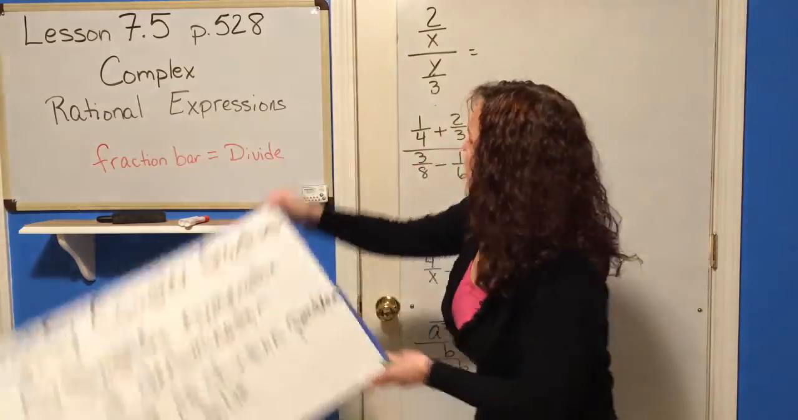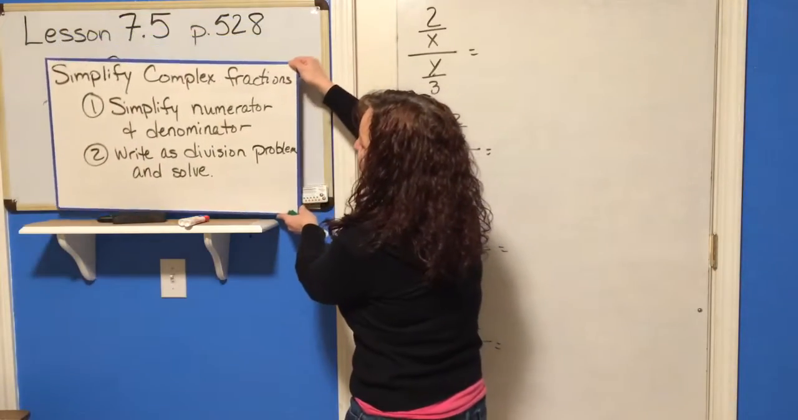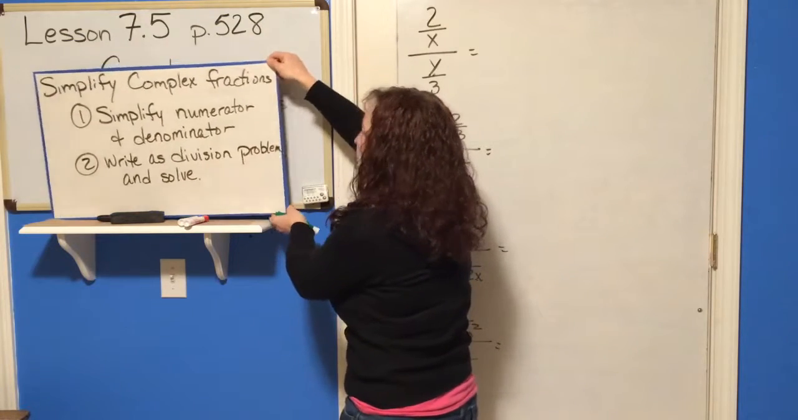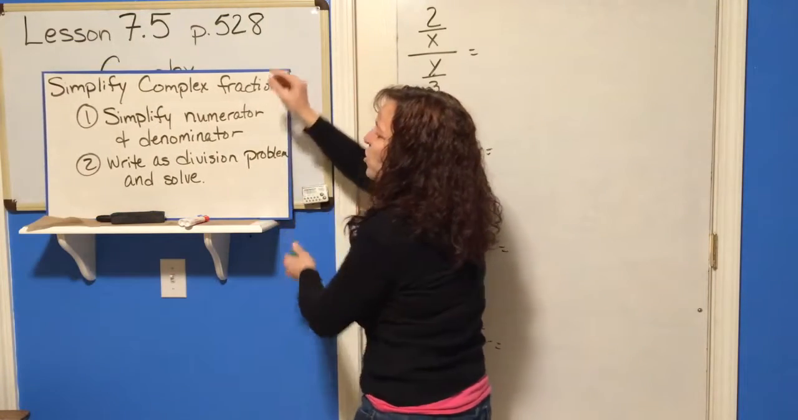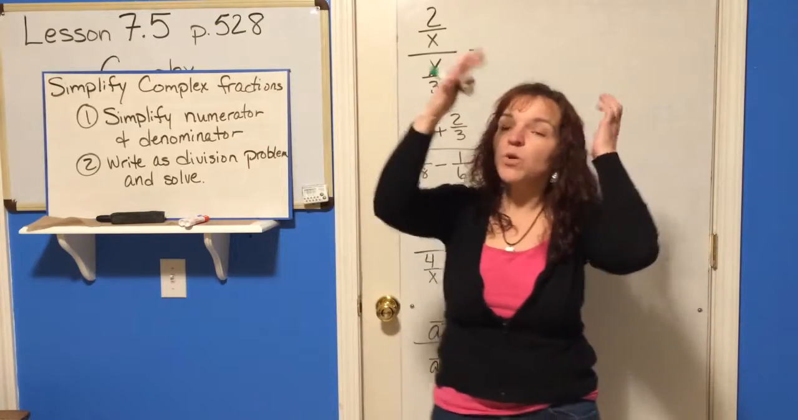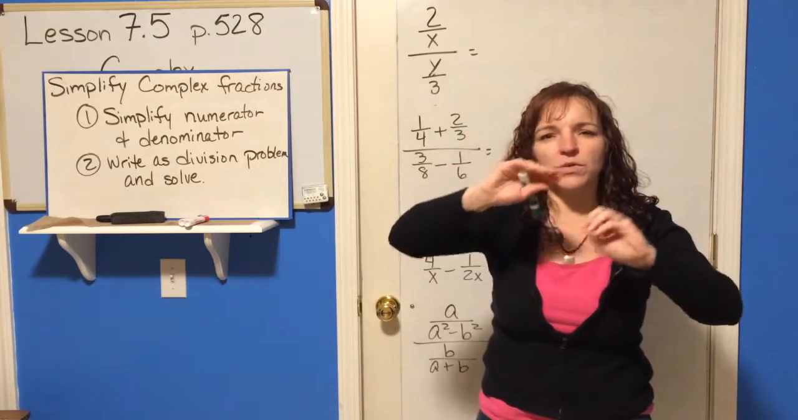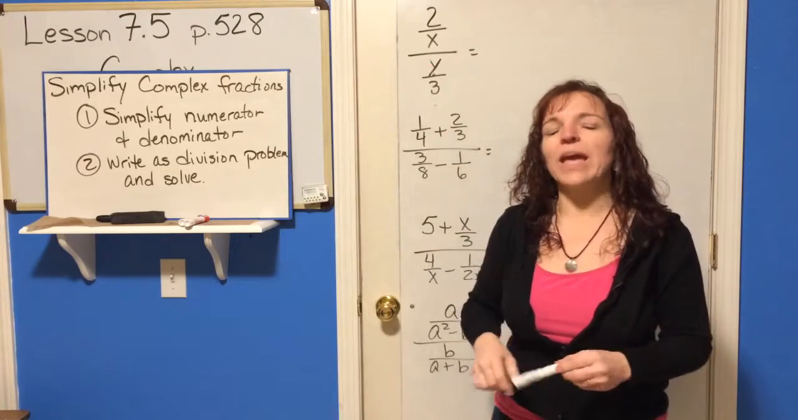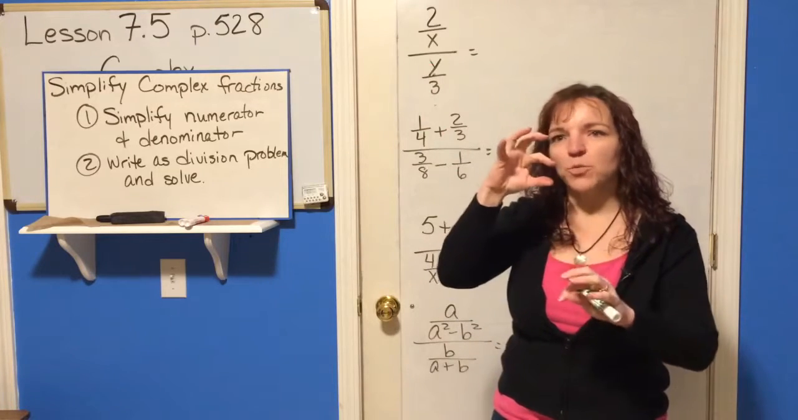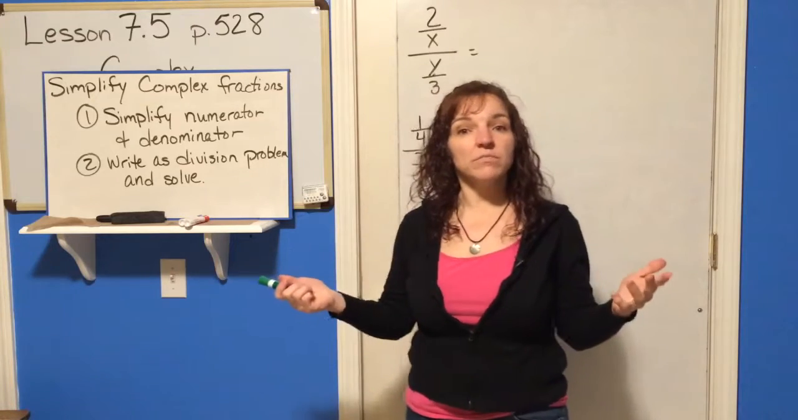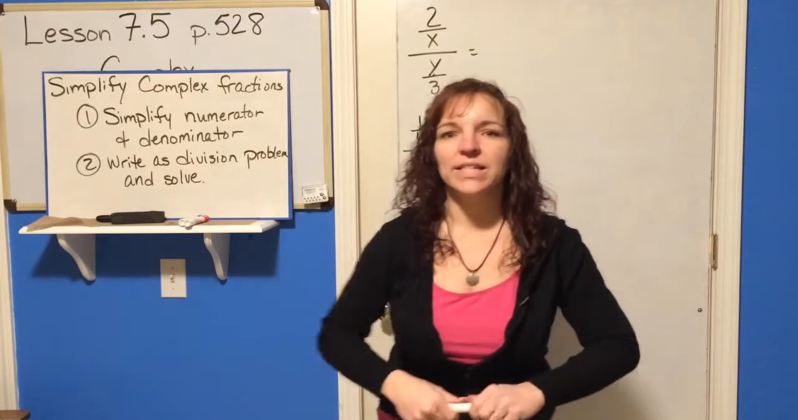Our steps for simplifying complex fractions are this. Step number 1 is just simplify the numerator and denominator. So get the numerator and the denominator as simple as you can. Work those down as far as you can, and then after you've got a simplified numerator and denominator, then just write it as a division problem and solve it. All right? It really is as easy as it sounds.